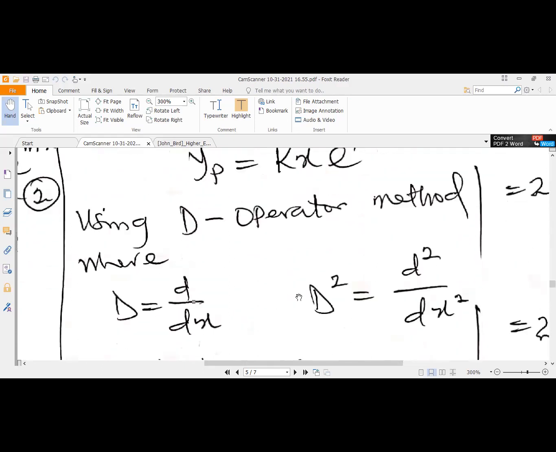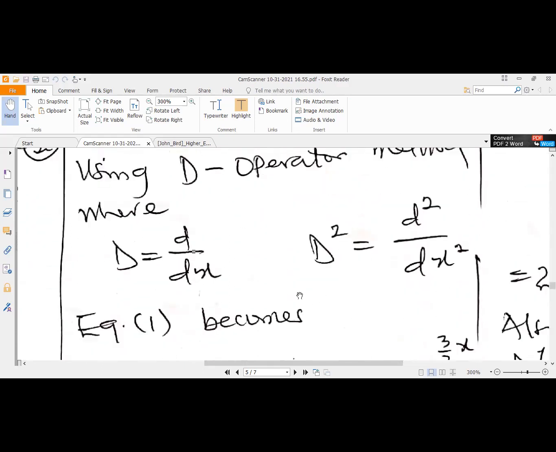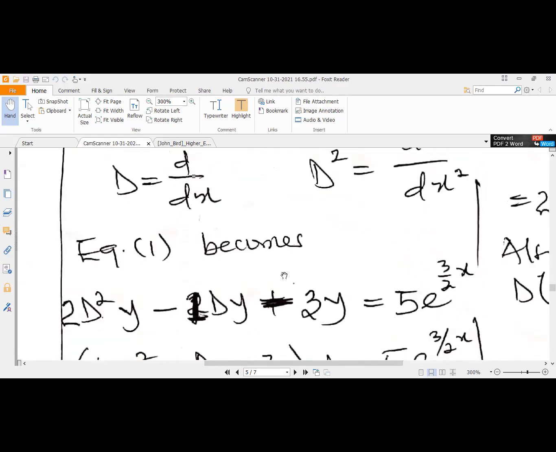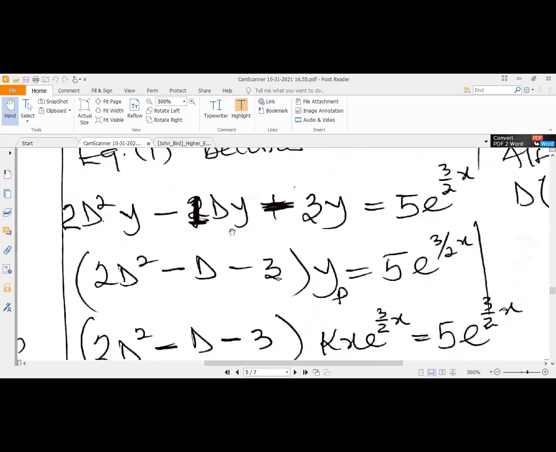So let's proceed now. Using the operator. In the operator, we know that our d is what? d/dx. And what about our d squared? Is d squared/dx squared. Now, if you return this back to the problem, look at what you get. You now have 2d squared y minus 1dy minus 3y is equal to 5 exponential 3/2x. Now, look at the next thing now. The next thing is that I can factorize y. If I factorize y, then I will change that y to be my particular solution.